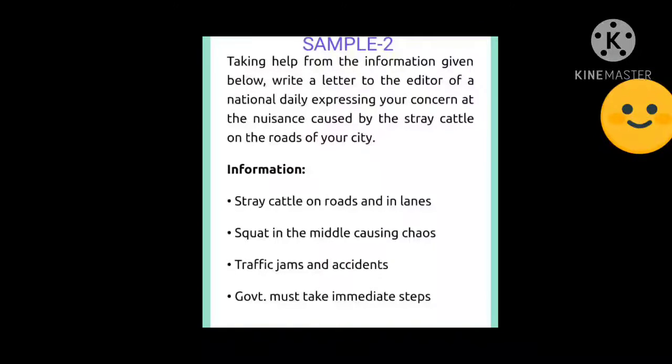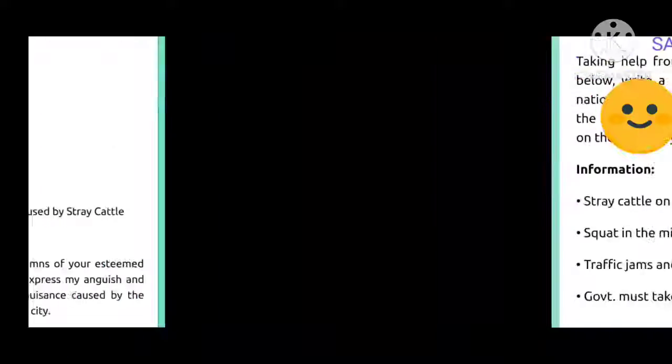And some value points are being given. What are those? Stray means street. Stray cattle on the roads and in lanes. Squat in the middle causing chaos. Traffic jams and accidents. Government must take immediate steps. So the value points will not be meaningful; they are given just to be used as clues. We have to frame sentences using these clues. Okay, let us begin the letter now.